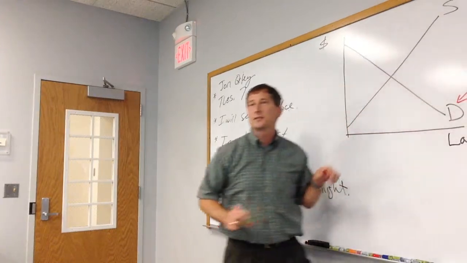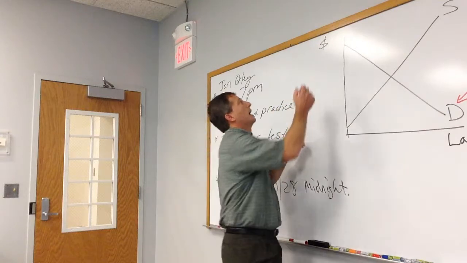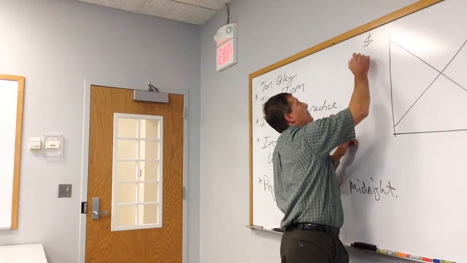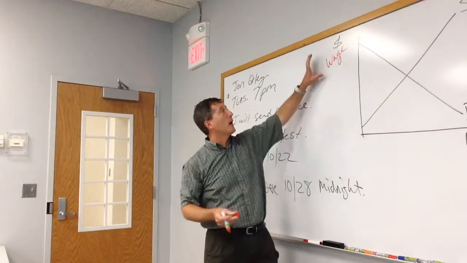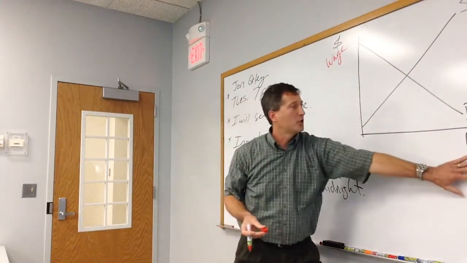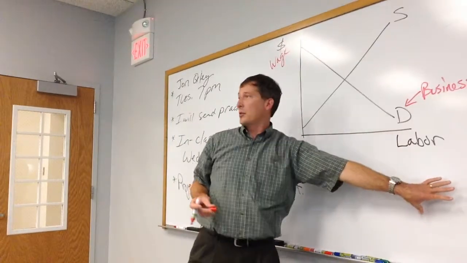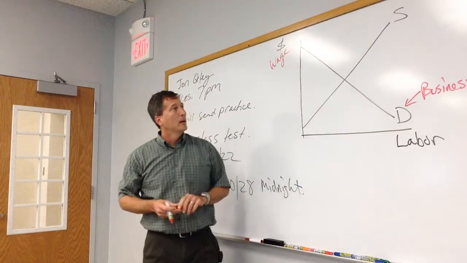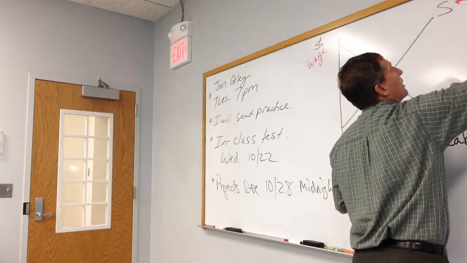That is the business. They're the ones that want to buy labor. And so the dollars that we might be measuring here, instead of putting a P for the price of the chicken wings, we're going to have the wage, which is really the price of an hour of labor. And the supply of labor comes to us from households.